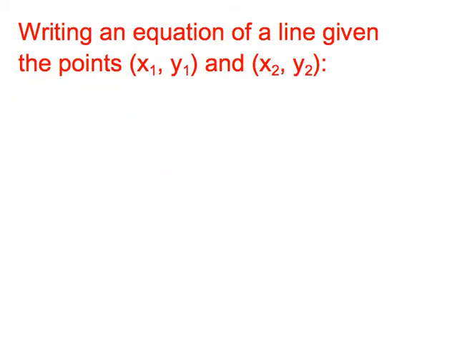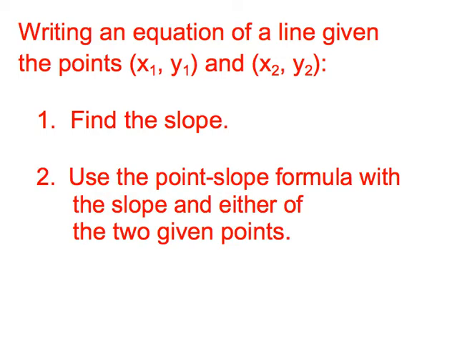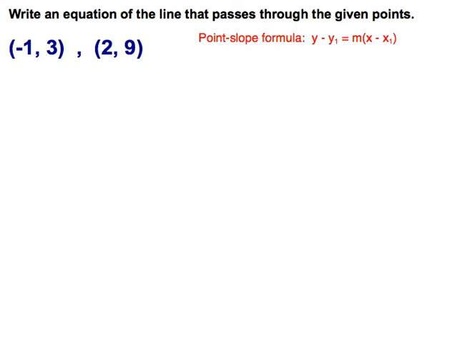What about if we have 2 points? Write an equation given the 2 points x1, y1 and x2, y2. First step is find the slope. Remember the slope formula is y2 minus y1 over x2 minus x1. And then the second part is to use the point slope formula that we just learned with the slope and either of the 2 given points. To do an example, I've got the points negative 1, 3 and 2, 9.